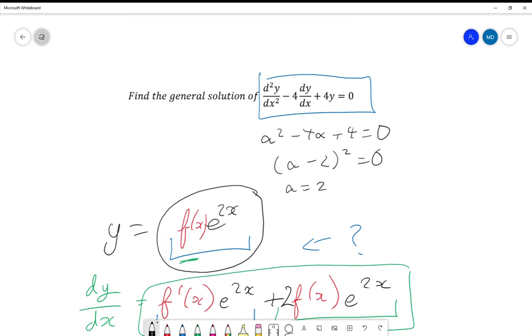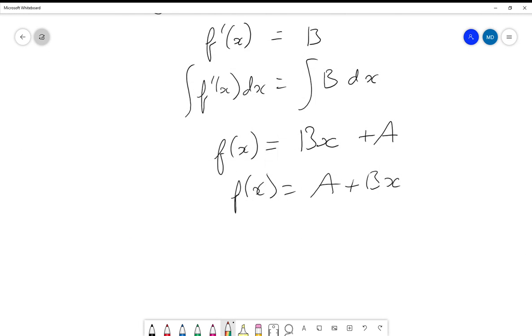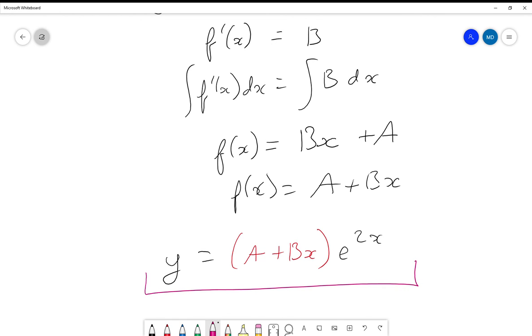And now if we go back to the start, if we remember our original starting point, we said we were trying this here as our solution. We're trying y equal to f of x multiplied by e to the 2x. But we've just worked out what f of x is, and so our general solution must be y equal to a plus bx multiplied by e to the 2x. And that is why, that's the algebraic justification of why we end up with this x here.